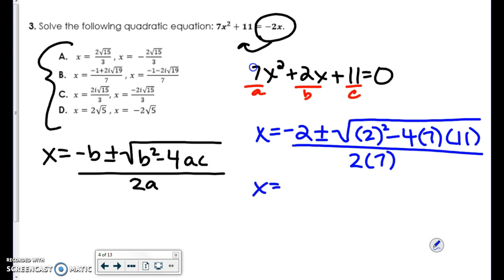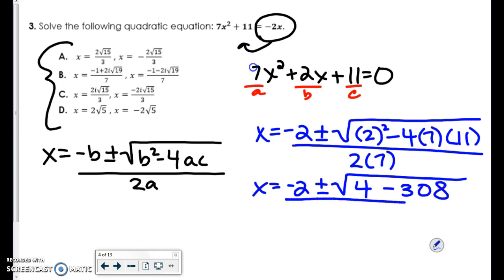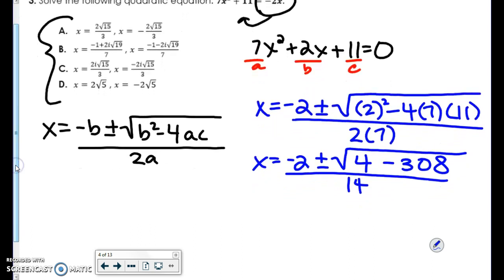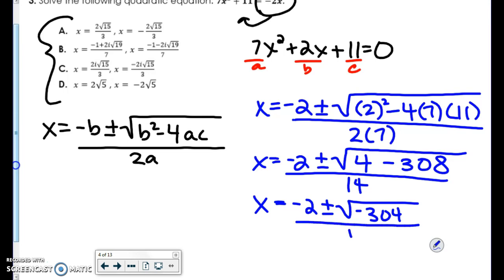So I've got x equals negative 2 plus or minus the long square root. Let's simplify inside there a little bit. 2 squared is 4. Negative 4 times 7 times 11, if I can use a calculator correctly, will give me negative 308. And the whole thing is divided by 2 times 7, which is 14. All right, not so bad. So let's continue inside the root there. So x is equal to negative 2 plus or minus the long square root. 4 minus 308 is going to give me negative 304, and the whole thing is divided by 14.